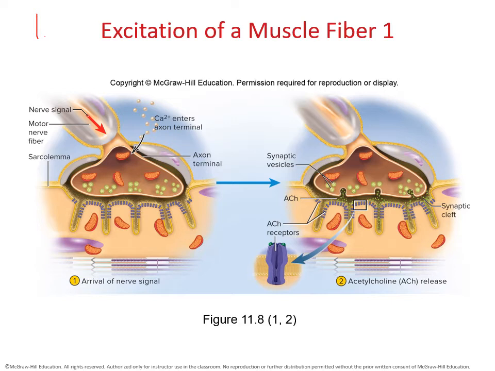Now, we know that this is already going to involve the nervous system because the nervous system is the one that's going to regulate contraction of our skeletal muscle. So our first step for excitation is that we're going to have a nerve signal that's going to travel down the axon and make its way over to the axon terminal.